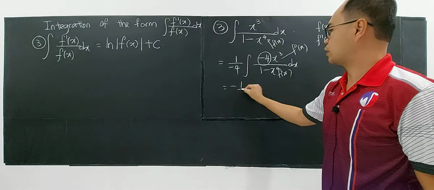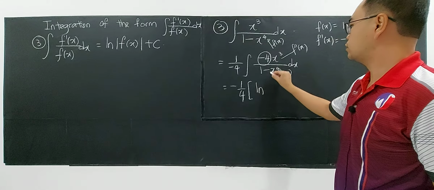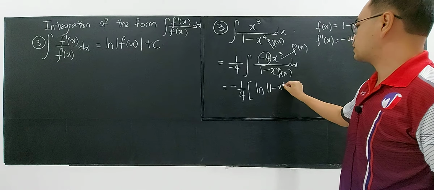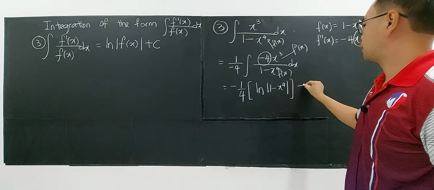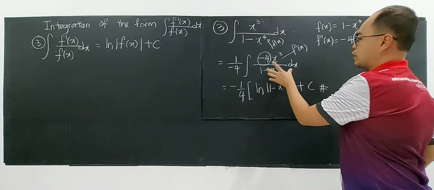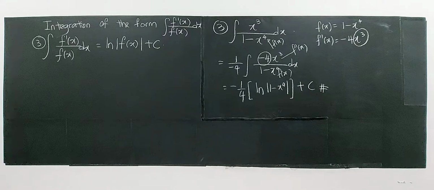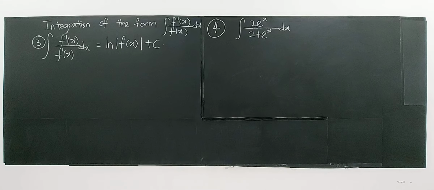So negative 1 over 4, right? So in the bracket, we have ln modulus 1 minus x power 4 plus c. Very easy. ln f(x). If you can see f prime x over f(x), then ln f(x). So that's the way I apply that formula. We go for more examples so that you have a very clear understanding about this.